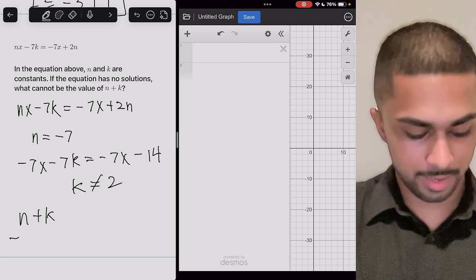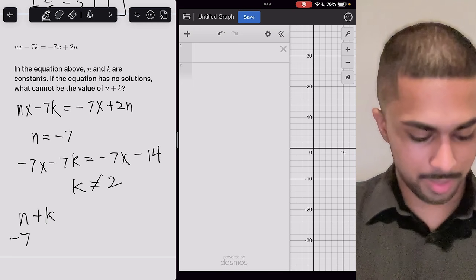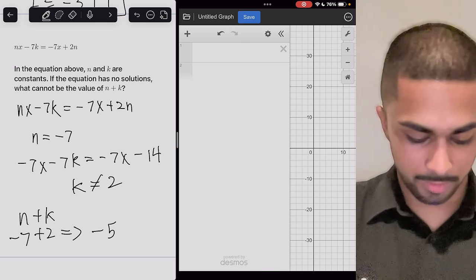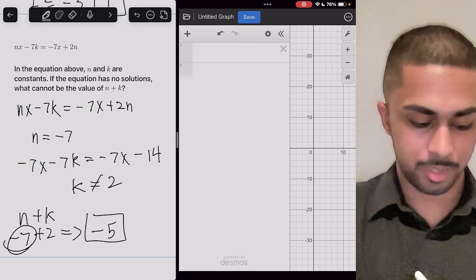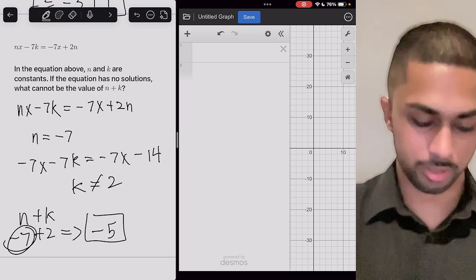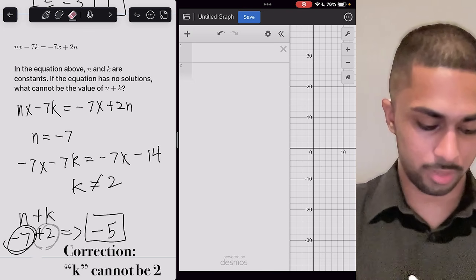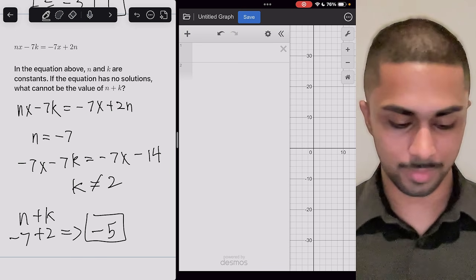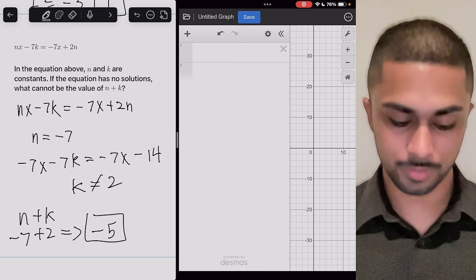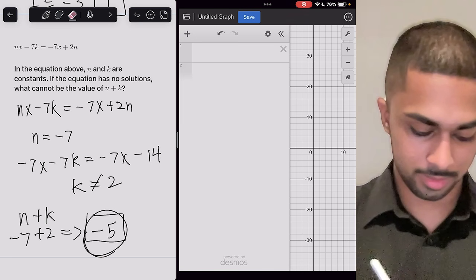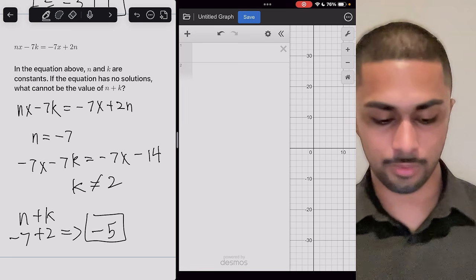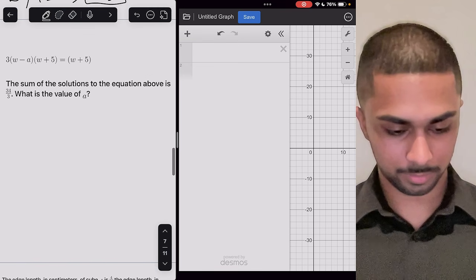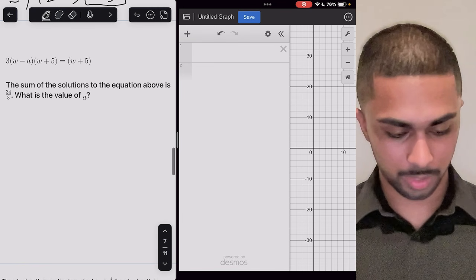N plus k cannot be negative 7 plus 2, which is negative 5, because n has to be negative 7 because there are no solutions. But k cannot be 2 because then they would have infinitely many solutions because the lines would be parallel, but they would be the same line. Okay.